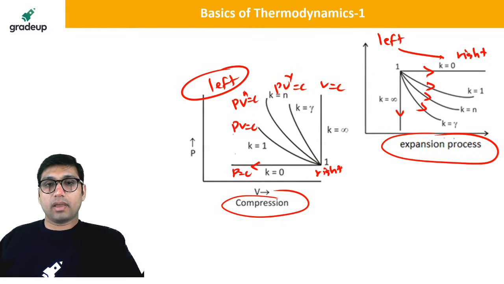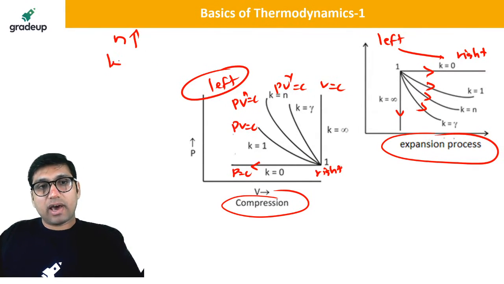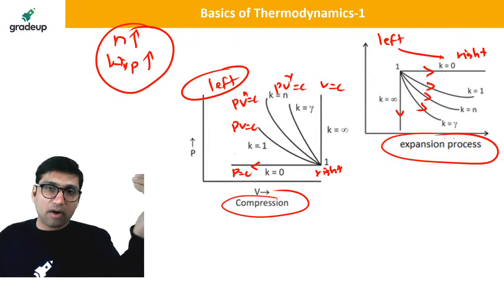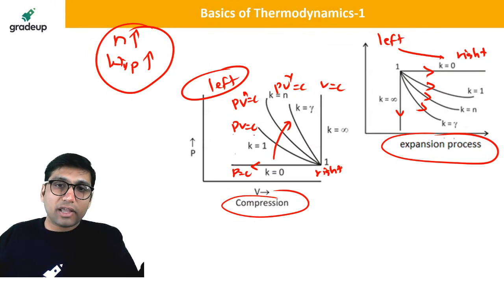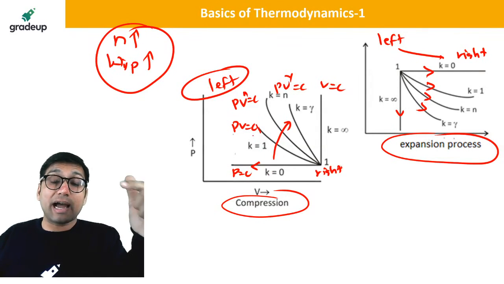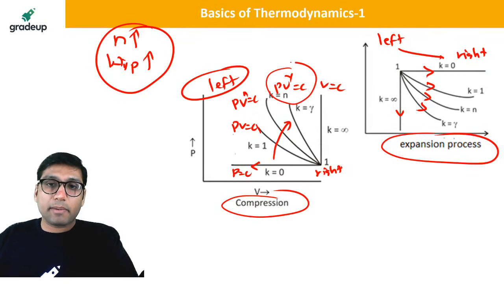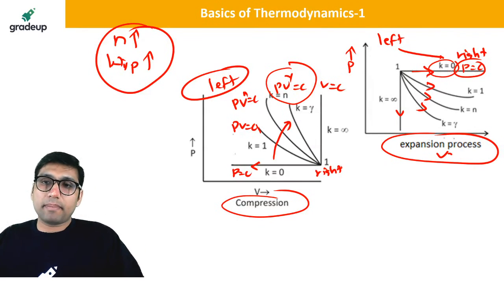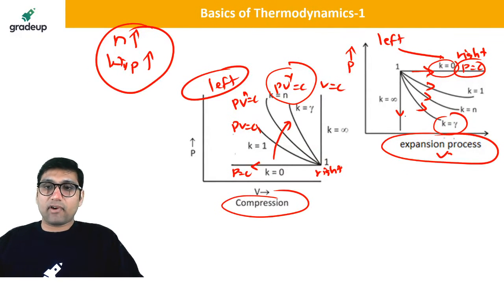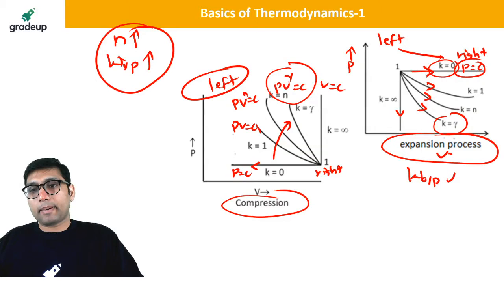As you know, if the value of n increases, the work input required for compression will increase. If the value of n or power k increases as you go in this direction, the work input will be increasing. The least work input is required in compression in the isothermal process and the maximum work input in the adiabatic process. Similarly, the maximum work output in expansion will be obtained in the constant pressure process and it will be least for the adiabatic process. So that is a very important thing: work output is directly proportional to n.